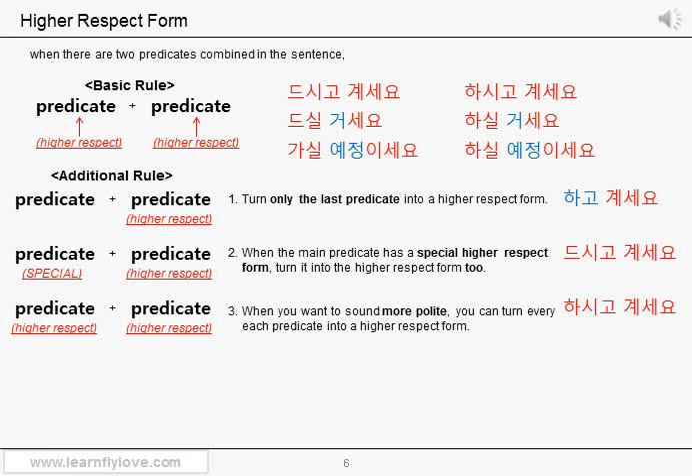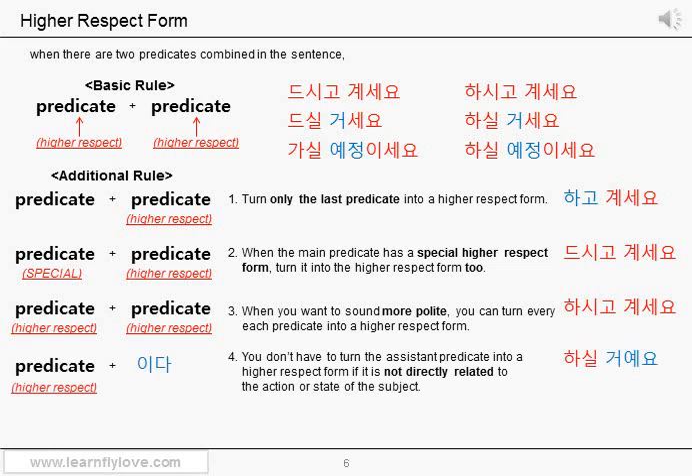Okay? Fourth, you don't have to turn the assistant predicate into a higher respect form if it is not directly related to the action or state of the subject. This one can be a little bit tricky, but you'll be able to understand what it means more clearly later. We'll show you an example with the predicate 이다 for the moment.